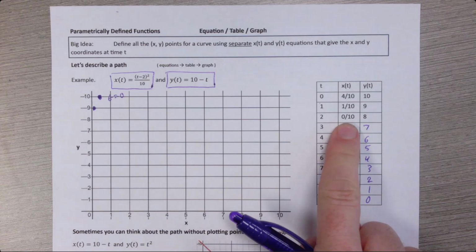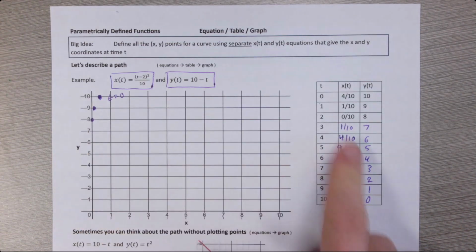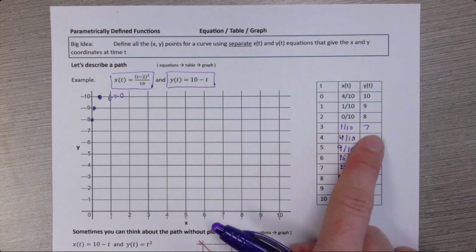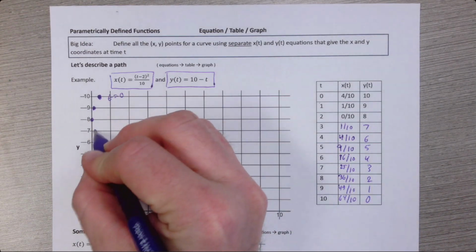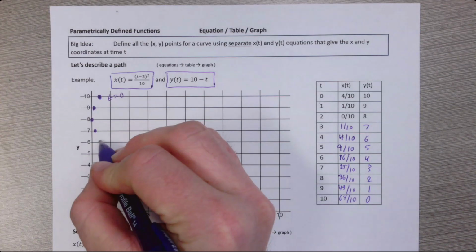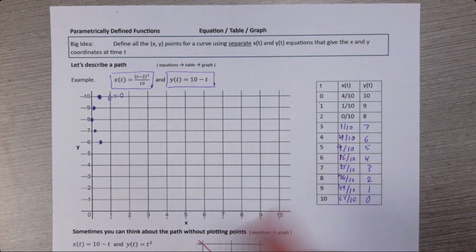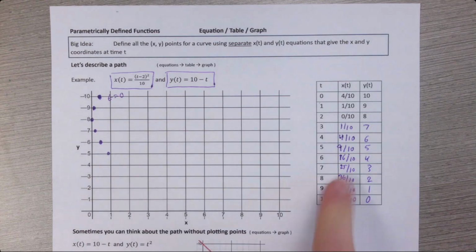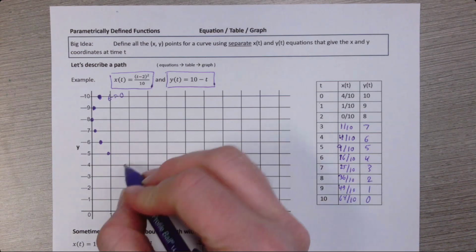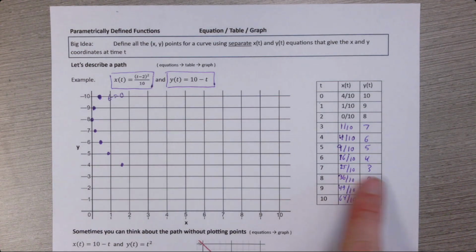Here I've got an x-coordinate of 0 and a y-coordinate of 8. Here I've got an x-coordinate of 1/10 and a y-coordinate of 7. Here I've got an x-coordinate of 4/10, 2/5, and a y-coordinate of 6. Here I've got 9/10, almost 1, and a y-coordinate of 5. Here I've got 1.6 and a y-coordinate of 4. Here I've got an x-coordinate of 2.5 and a y-coordinate of 3.